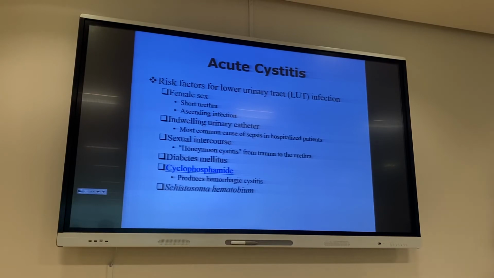Sexual intercourse, what's also known as honeymoon cystitis, from the repeated trauma to the urethra. Diabetes mellitus, for two reasons.